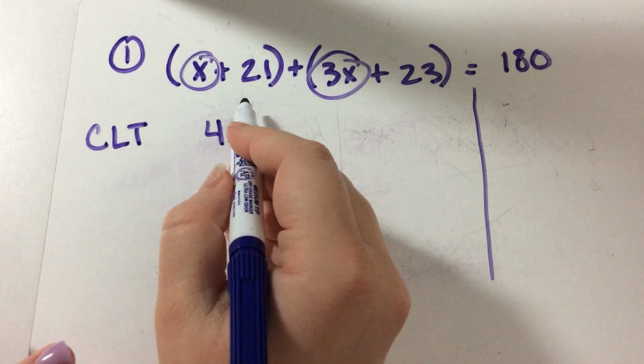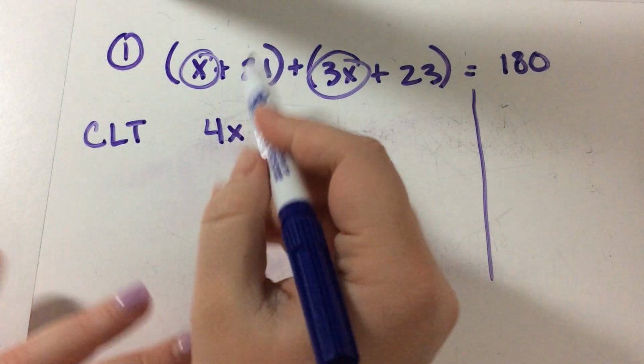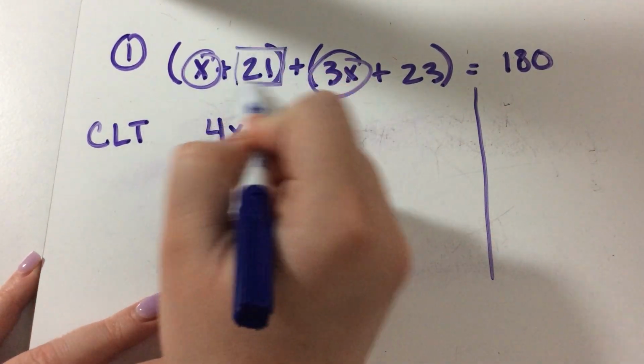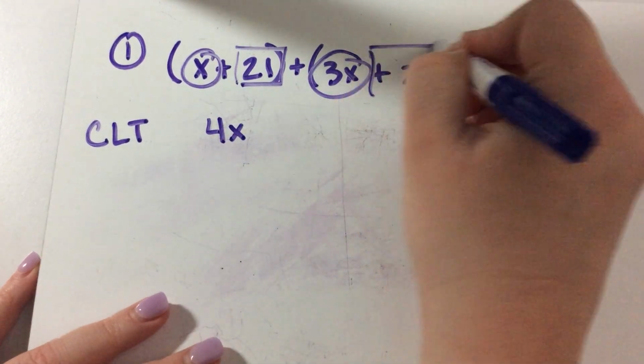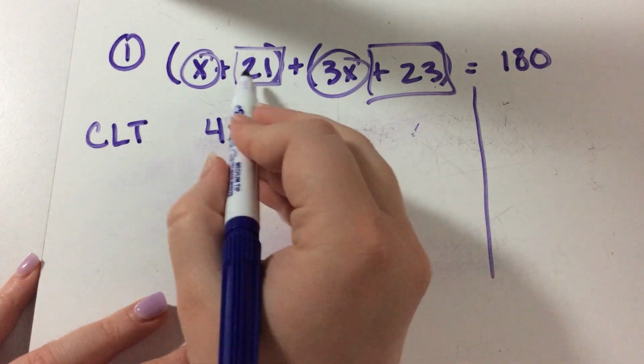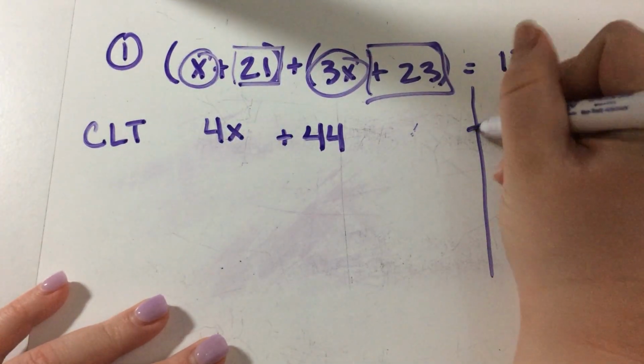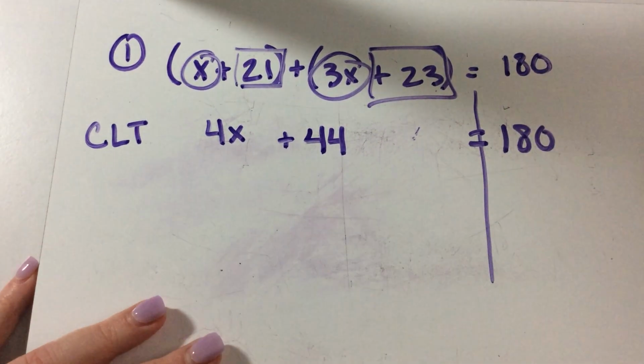Excuse me. And now I'm going to combine my two constants, or aka they're just numbers, okay? So we have 21, that's positive 21. And then positive 23. So I know that 3 plus 1 is 4, and 20 plus 20 is 40. So I now have plus 44. And again, that's set equal to 180.